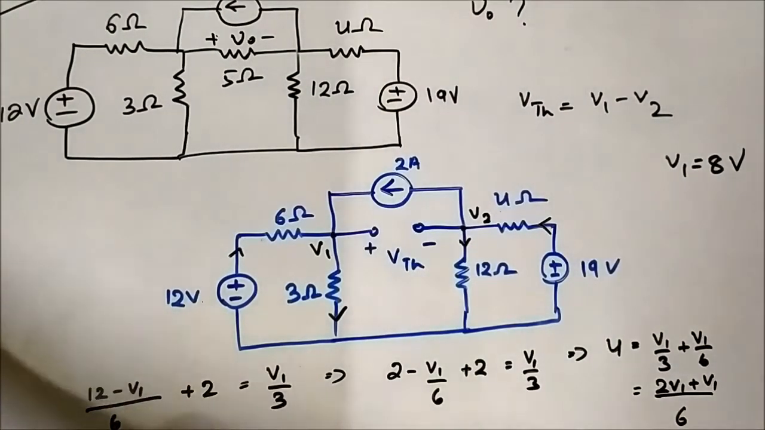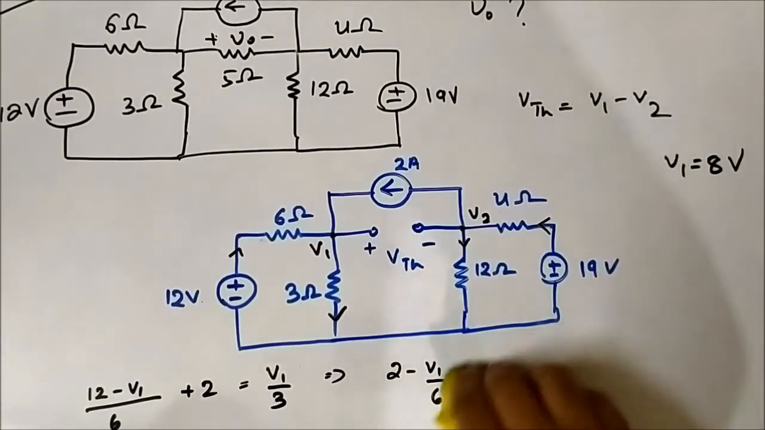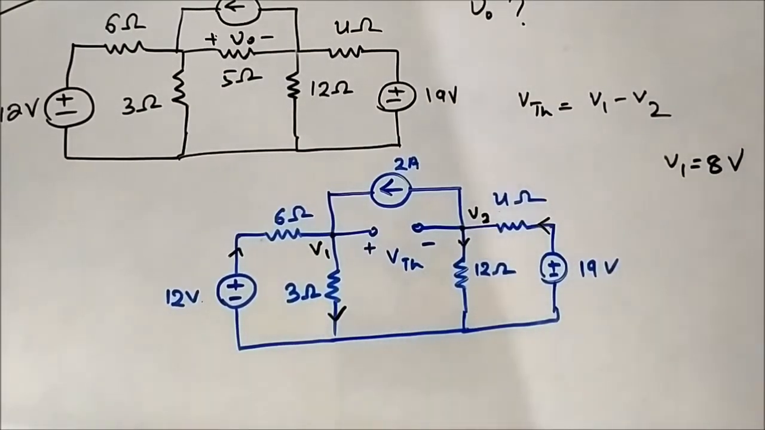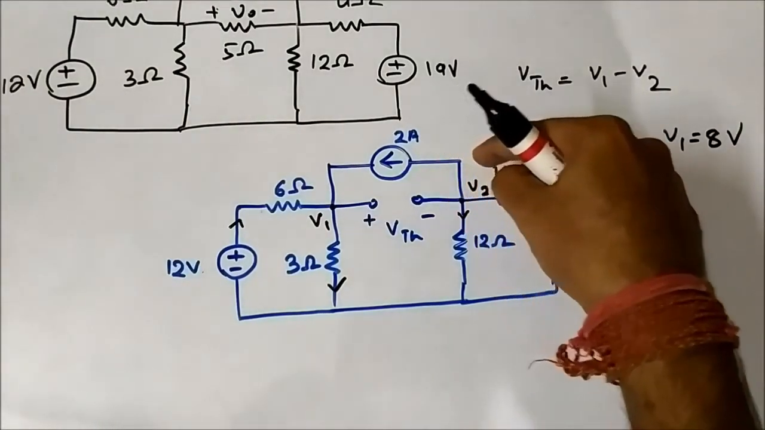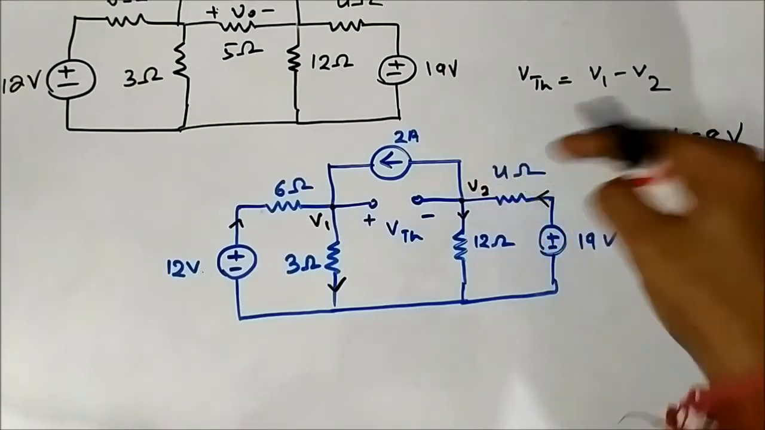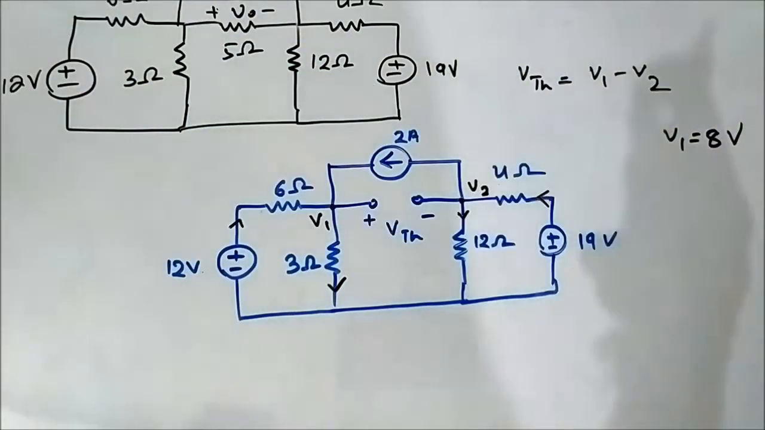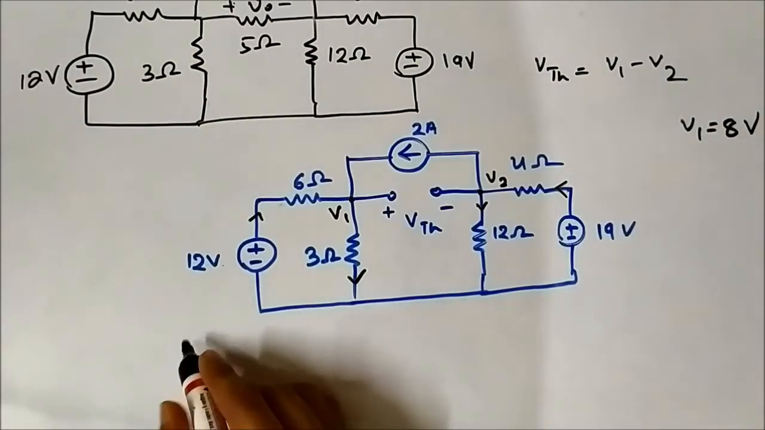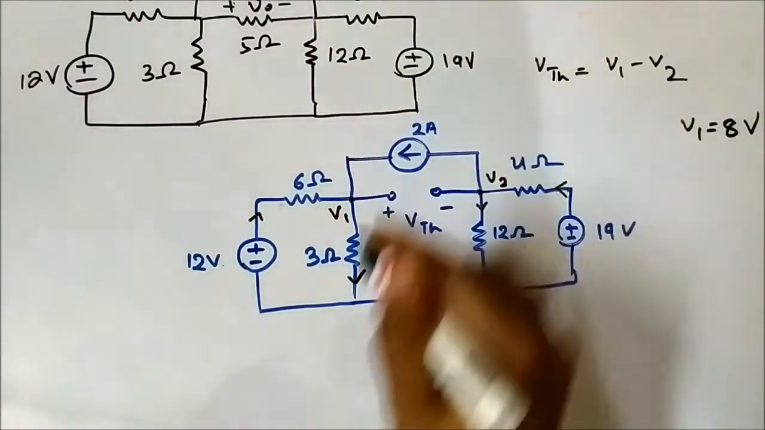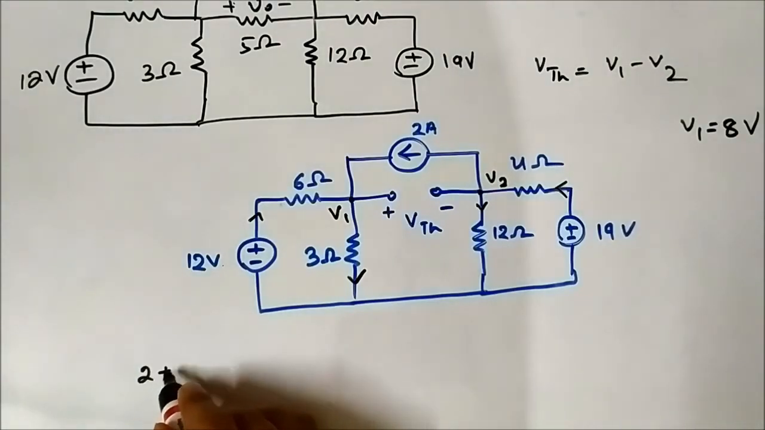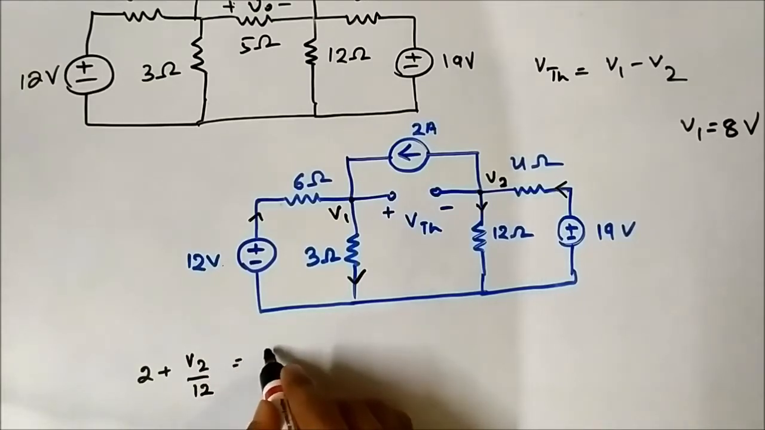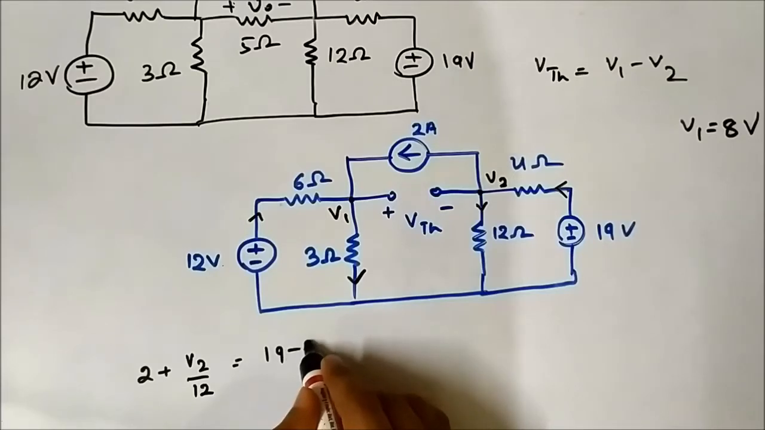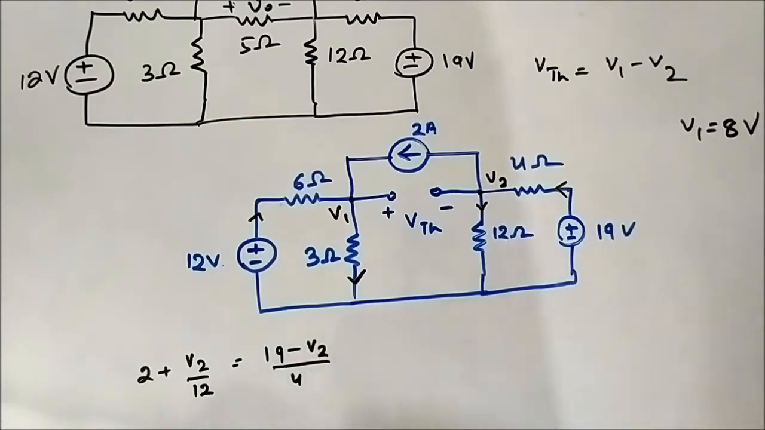Now let us determine V2 using the same nodal analysis technique, applying nodal analysis at this node. The incoming current is only (19 minus V2) by 4, and outgoing currents are this and this 2 ampere. So the nodal analysis equation will be the two outgoing currents, 2 plus V2 by 12, equals (19 minus V2) by 4.